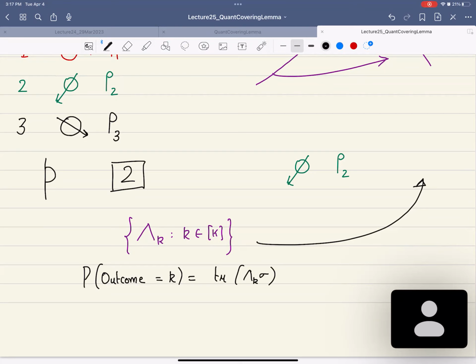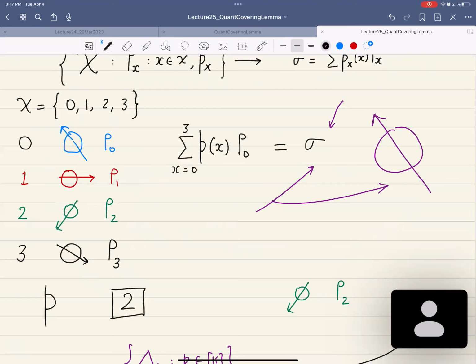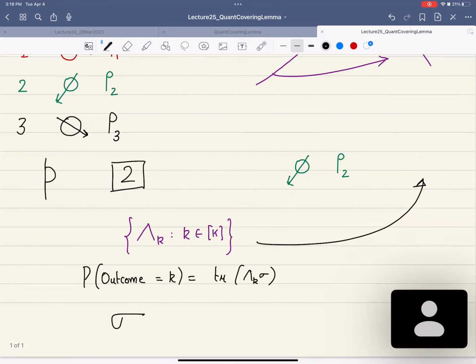So I have been able to simulate the quantum state sigma. See, I cannot prepare sigma. I'm only preparing either the blue or the red or the green or the black. But what essentially Bob is seeing is sigma.